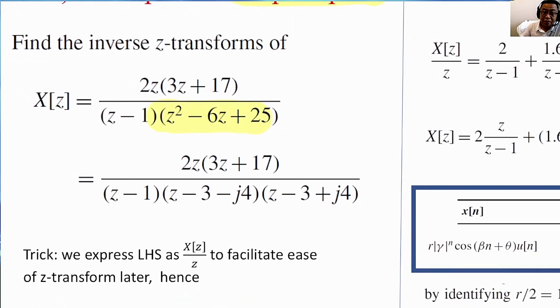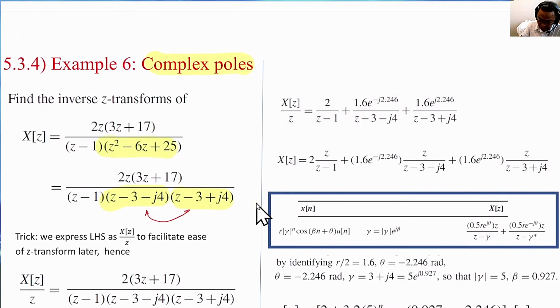It is when we have, let's say, up to second order, and when you factor this quadratic equation, you realize that it has a complex pole. In our case, this factors into a complex conjugate pair. So what you realize is that this complex conjugate pair of poles will result in a cosine or a sine. Okay, let's try this example.